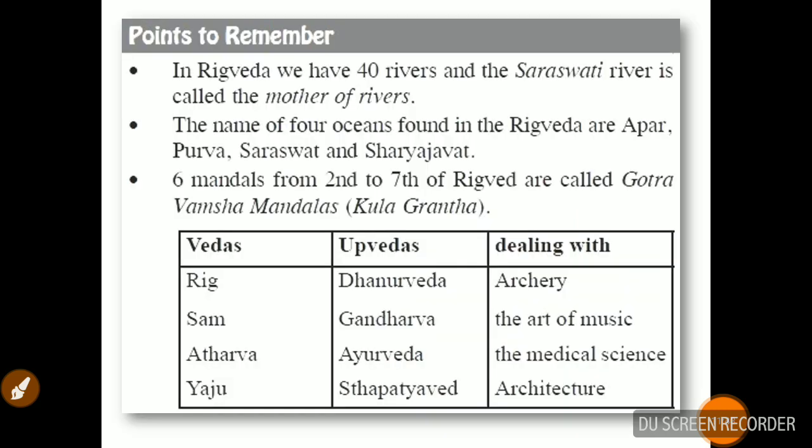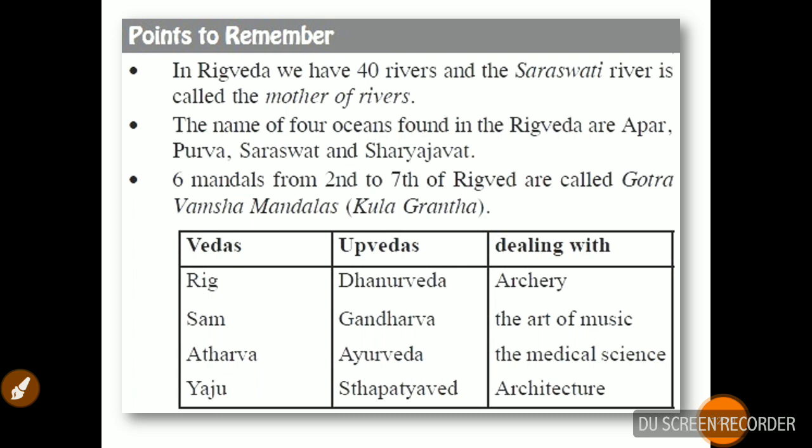The important points you have to remember when we discuss Sama Veda, Atharva Veda, Yajurveda and Rig Veda: in Rig Veda there is mention of 40 rivers, and the Saraswati river is called the mother of rivers. The names of the 4 oceans found in Rig Veda are Apar, Purva, Saraswat and Shreyasvats. Rig Veda is the oldest book, so you definitely have to know the important names of the 4 oceans and 40 rivers.